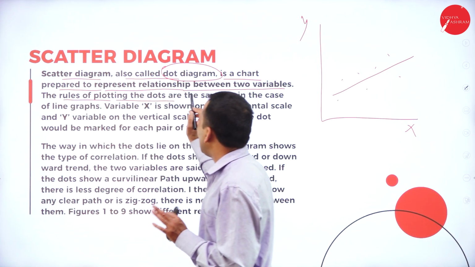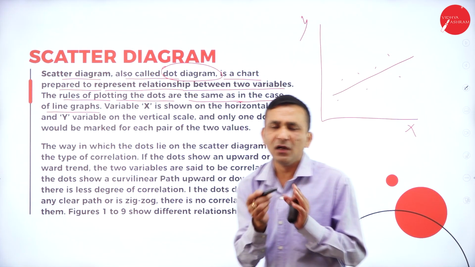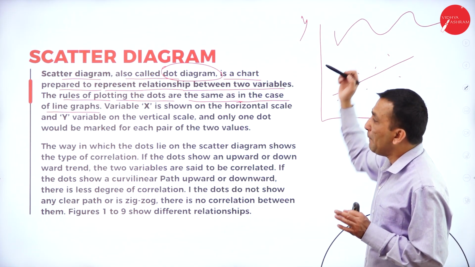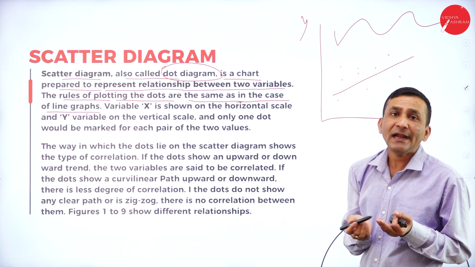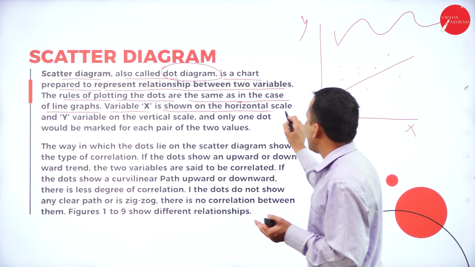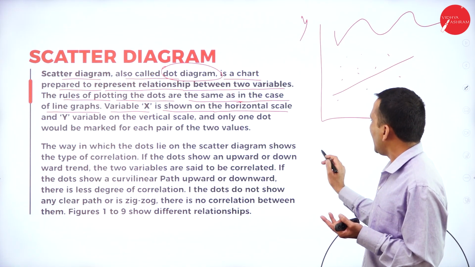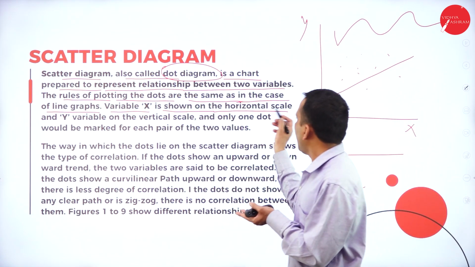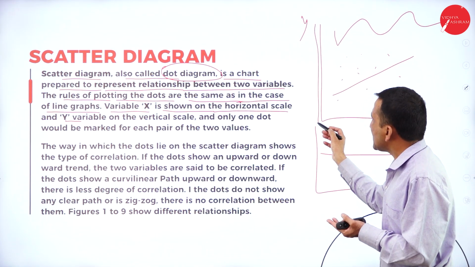The rule of plotting the dot is the same as in the case of a line graph. In a line graph, we are extending like this, but in the case of a dot diagram, we use a dot. Variable x is shown on the horizontal line, that means the line going like this. And the scales are the y-axis and x-axis.